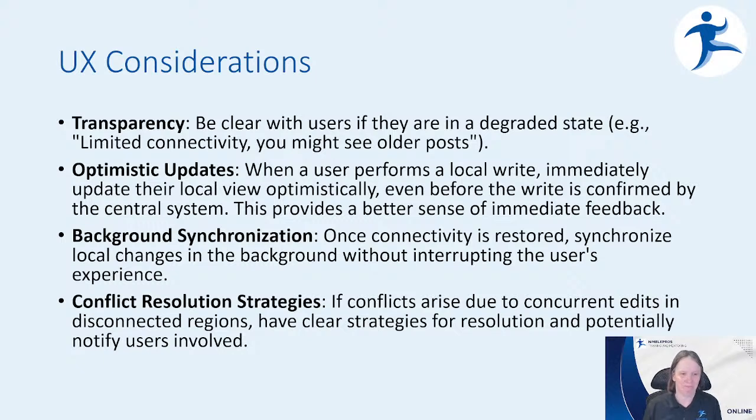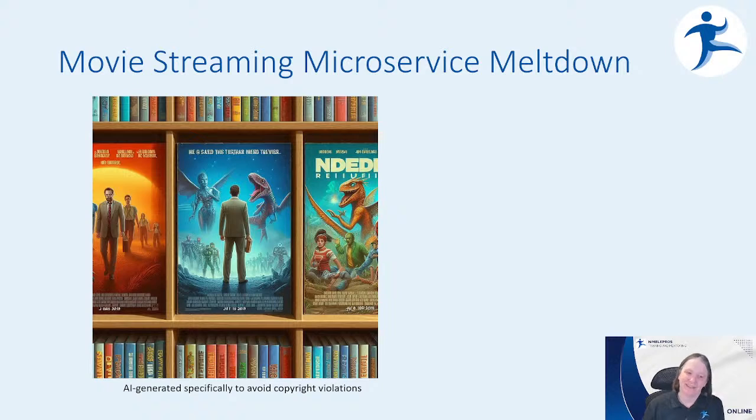So, all right, the next distributed system setup I want to mention is the movie streaming microservice meltdown. Before I bring up the slide, I want to make sure I'm clear. I know there are people out there like, oh no, not AI generated images. I did this on purpose to avoid copyright violations. So, yes, we're talking about a movie service.